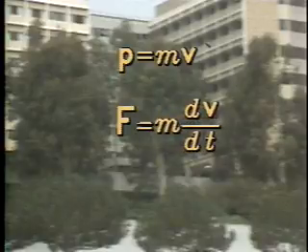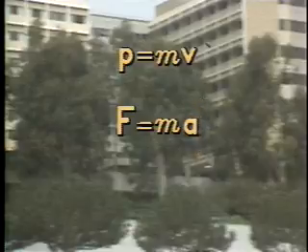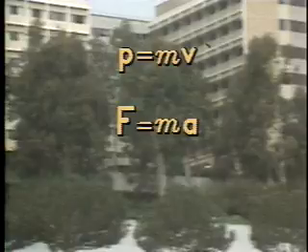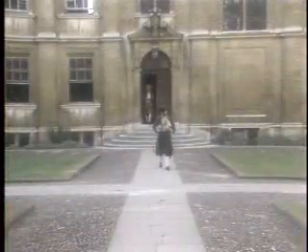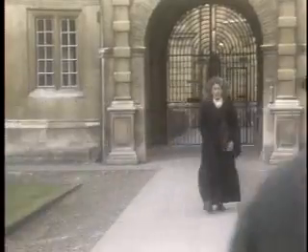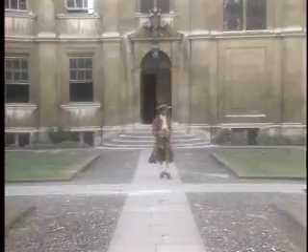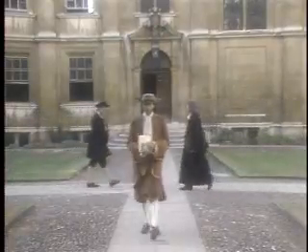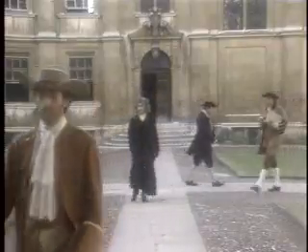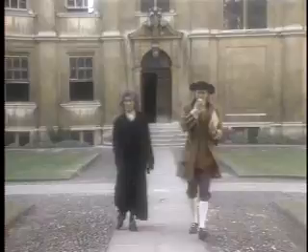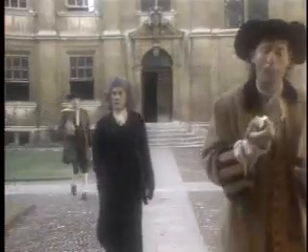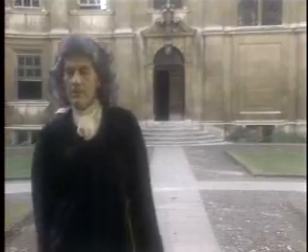For a body with constant mass, this differential equation reduces to force equals mass times acceleration, F equals ma. To every action, there is always an equal reaction. Or, the mutual actions of two bodies upon each other are always equal and directed to contrary parts. This is Newton's third law.